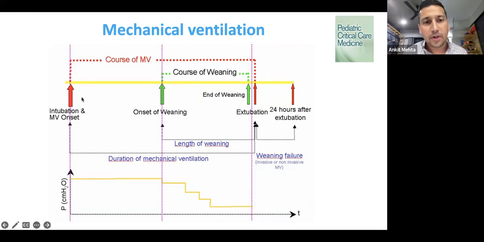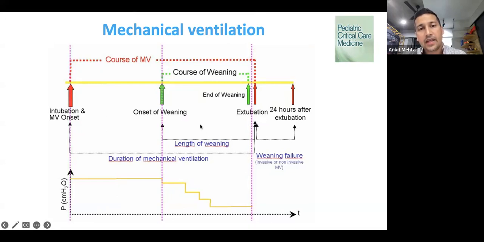So as soon as you intubate, you should start thinking about what your plan will be for weaning such a child. Okay, so the first is intubating. Second is obviously onset of weaning. And as we have already discussed, the course of weaning takes almost 40 to 50% of the time of a child on a mechanical ventilator. And once there is an end of weaning, then you might think about liberating the patient from the mechanical ventilation, which is the extubation.